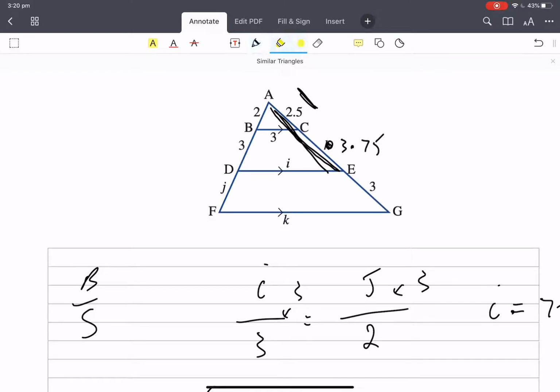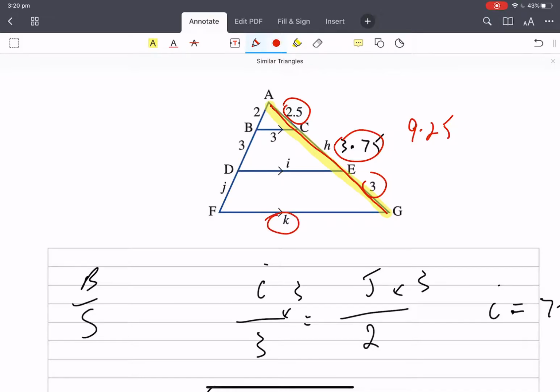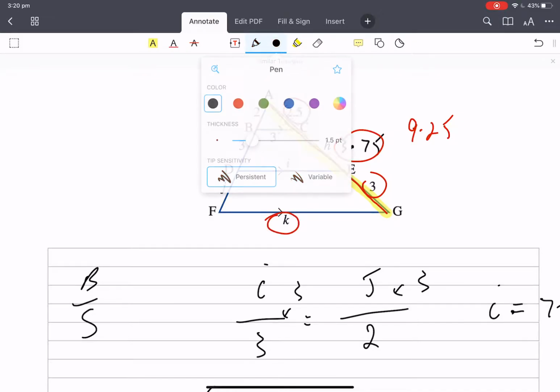What that tells us is that now we've got a big side. So we can use our calculator. I'll write it in red. That big side is that plus that plus that, which is 9.25. Because we still haven't found K. So let's do that now.